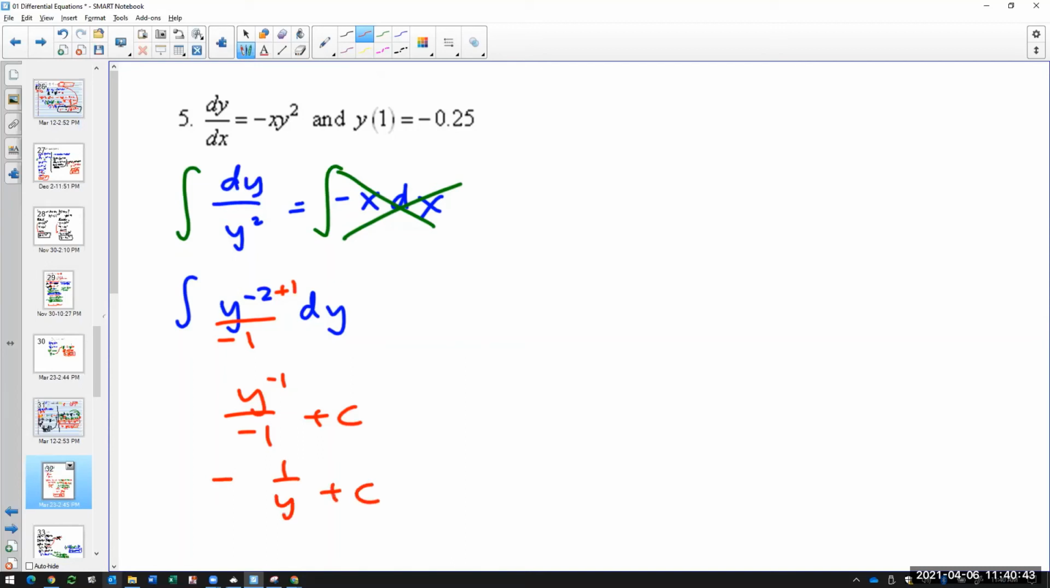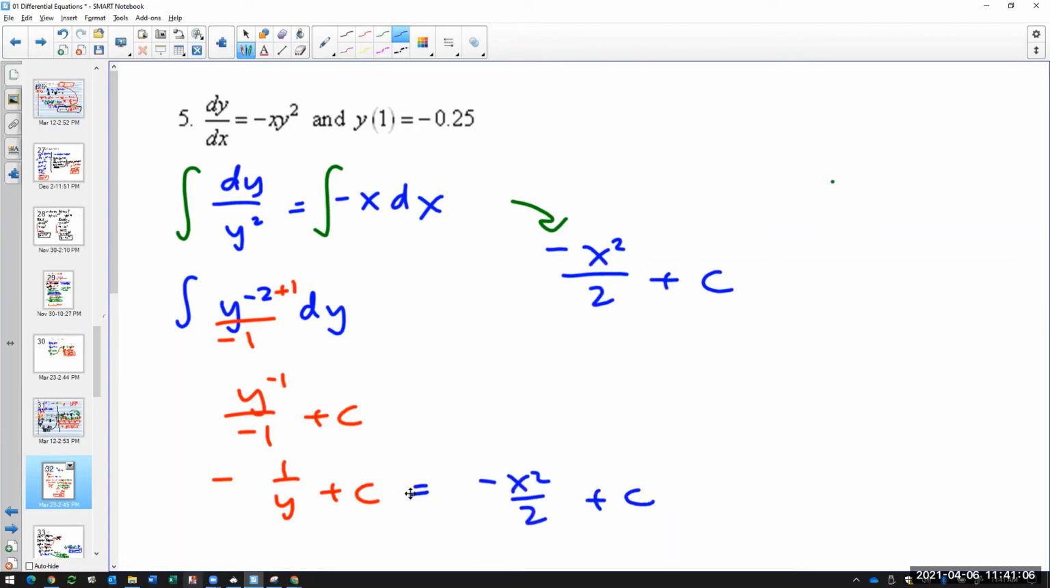Are we done with the left side? Okay, let's go to the right side. So this is equal to, what is the integral of negative x? Negative x squared over 2. Don't forget him, C. All right, so this is equal to negative x squared over 2 plus C, but I only need 1 C. You guys good with that? Okay, so I'm done with the integration. First you separate, then you integrate. What do you do next?